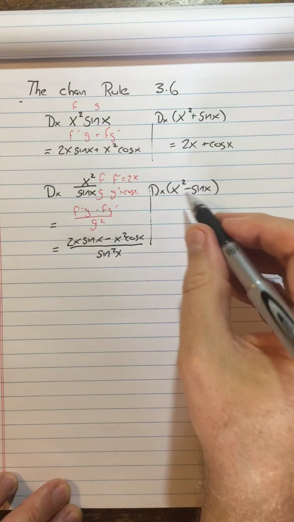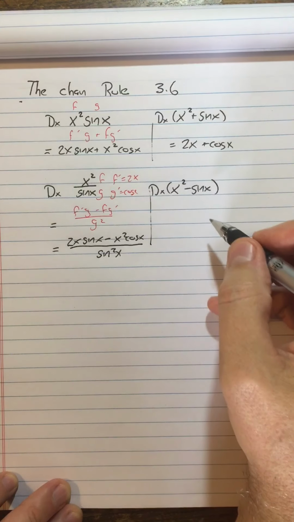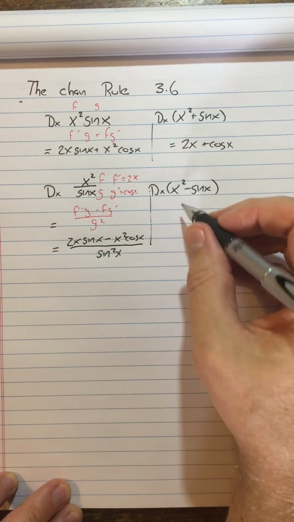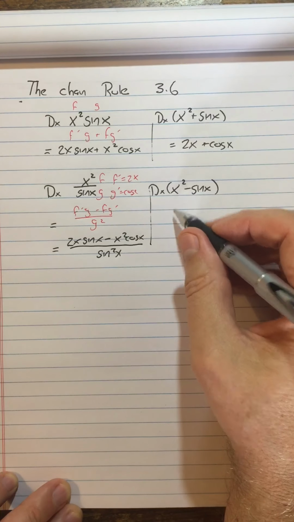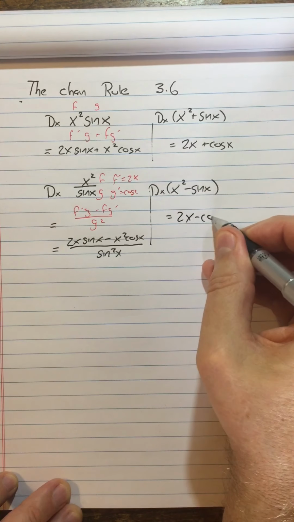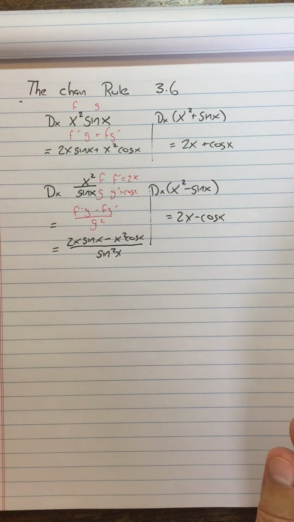All right. If we have a difference, it's the same as subtraction. We can just distribute and do it term-wise. So this derivative is just 2x minus cosine x. Four different ways to combine the two functions, four different ways to find the derivatives.